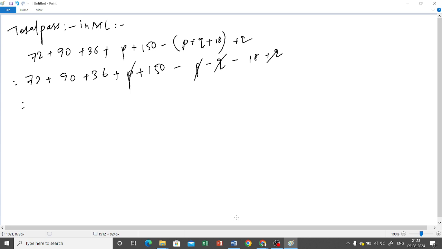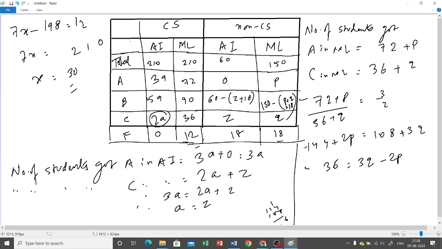72 plus 90 plus 36 plus 150, that's 330. So what we get over here is 330. Total number of people who passed in ML is 330. See what I did? So till here you understood, Niladri?